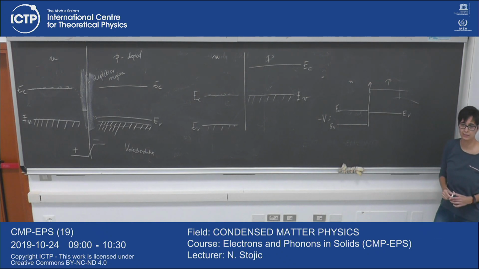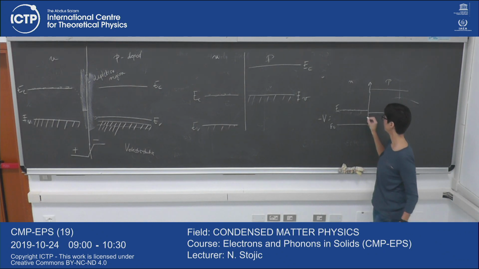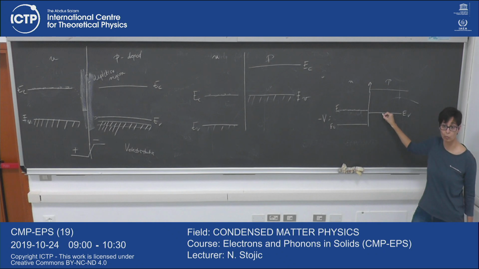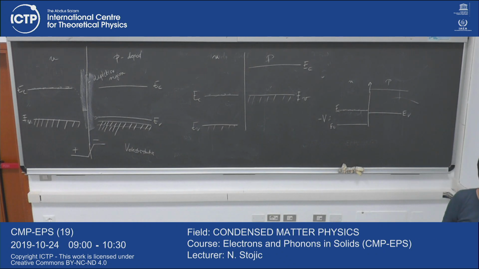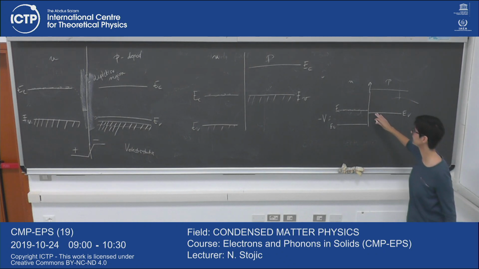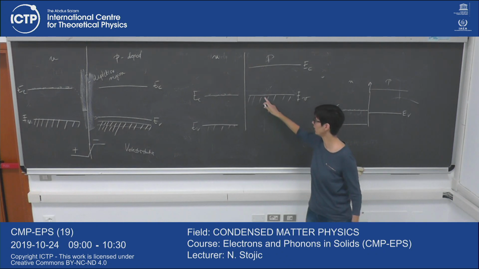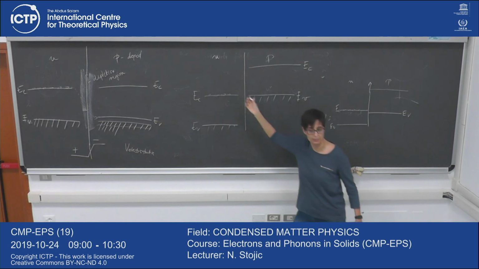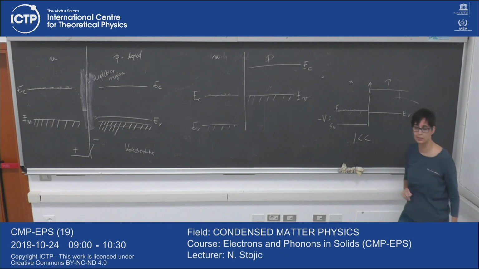What happens? You have only a few states which can go to a completely filled band. How would the current be? Very, very small. Because there is just the number of these impurities that you had as holes, but even that is actually depleted. So the current is very, very small in this case.